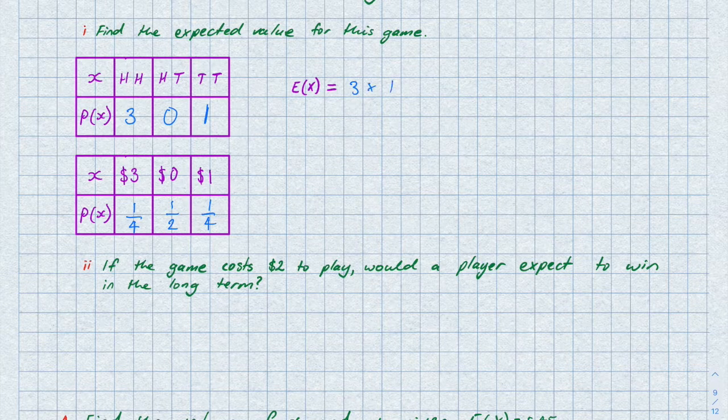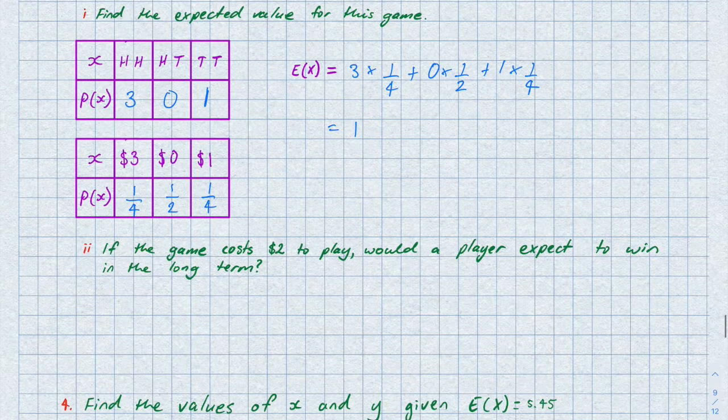So we have 3 times a quarter plus 0 times 1/2 plus 1 times 1/4. So our expected value here is 4 quarters, which is 1 whole. So on average, over time, we'd expect to win $1 each time we play.